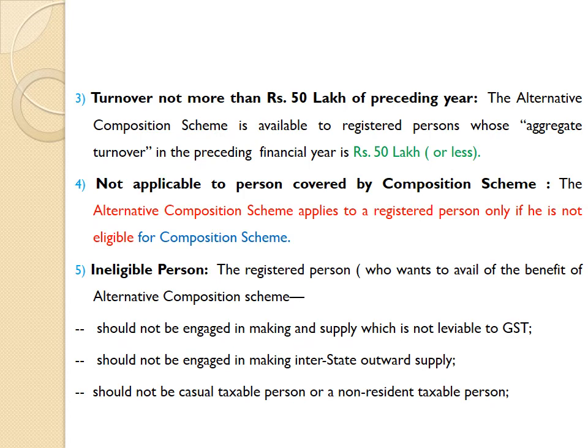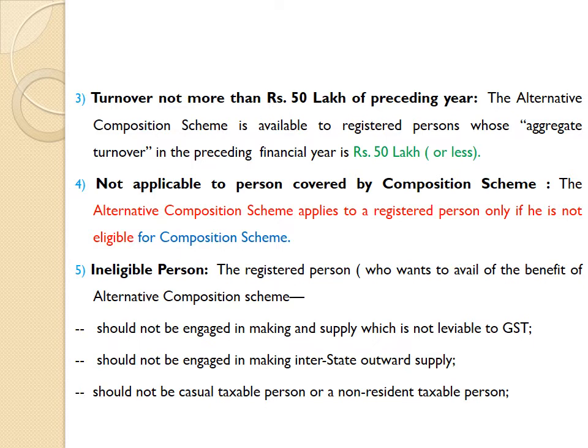Turnover not more than 50 lakh for the preceding year. The alternative composition scheme is available to registered persons whose aggregate turnover in the preceding financial year is rupees 50 lakh or less. That is very important. The alternative composition scheme is applicable to taxpayers having less than 50 lakh turnover. Not applicable to persons covered by the composition scheme.